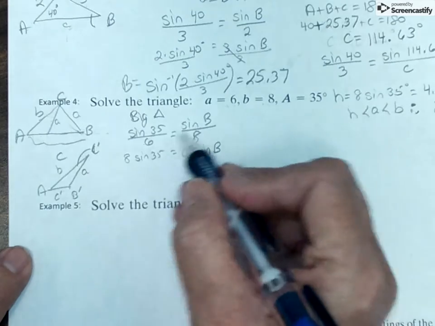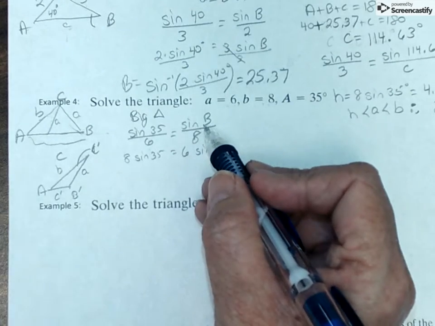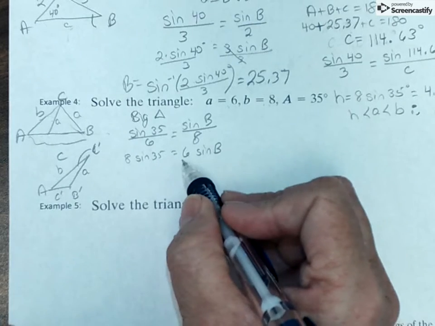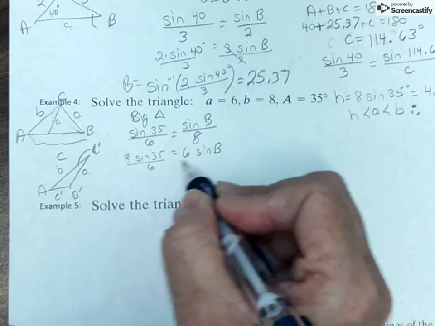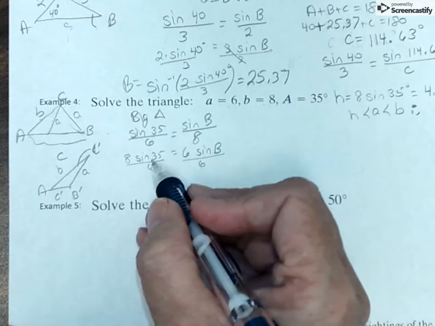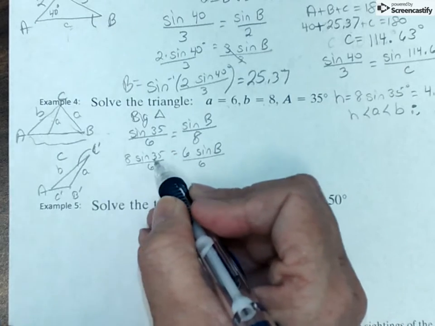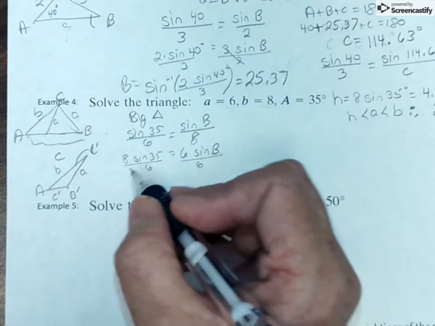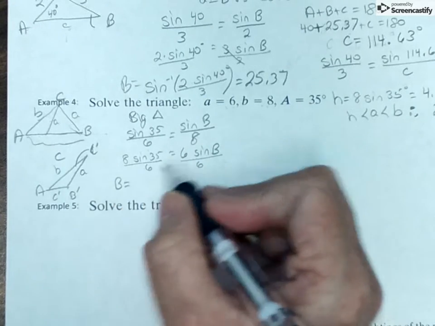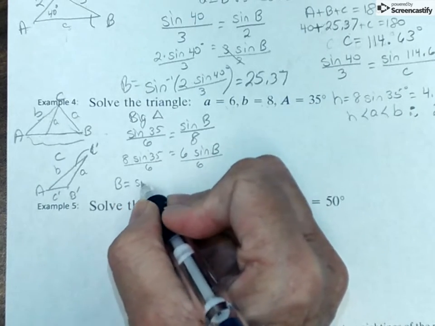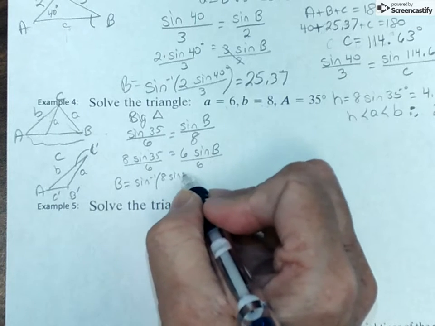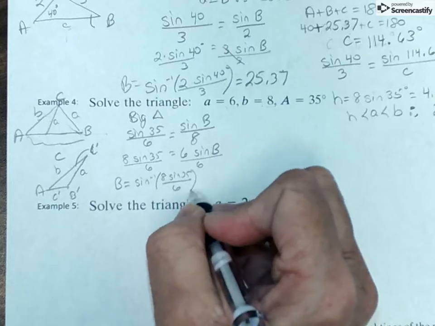Okay, so continuing on, we're cross multiplying here because we want to find angle B. So cross multiply, I'm going to have to divide both sides by 6. And then I'm going to take sine inverse of all of this. This is a lot to plug in, but again, I'm trying to find B. So B is going to be equal to sine inverse of 8 times the sine of 35 divided by 6.